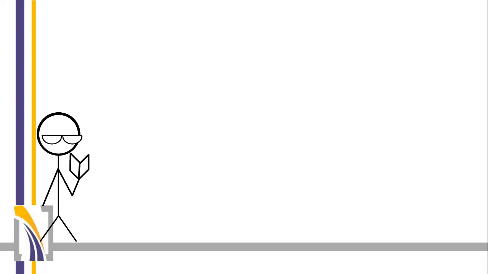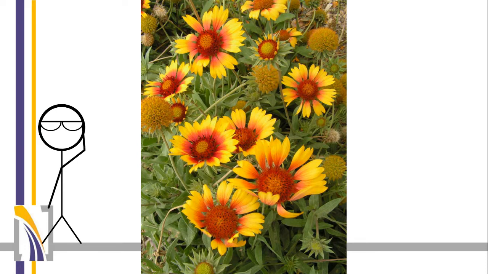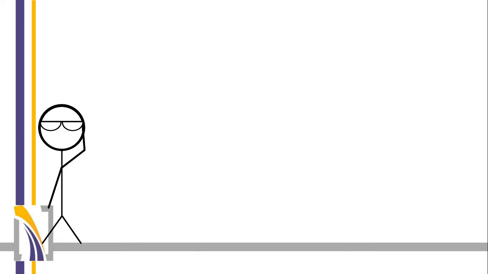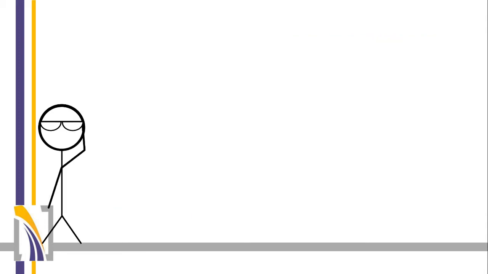So let's move on to the flowering and non-flowering plants. Most trees, shrubs, herbs, and grasses are flowering plants. However, how about this? Do you know what it is? This is moss or lumut. So moss is also a type of plant, but moss doesn't produce flowers. Now let's take a look at some plants that produce flowers.